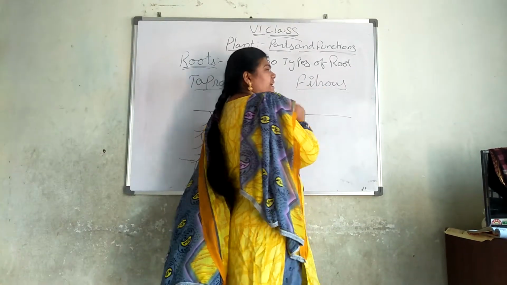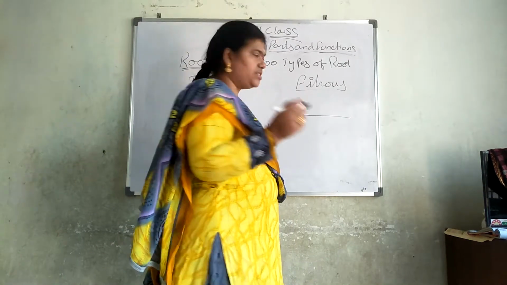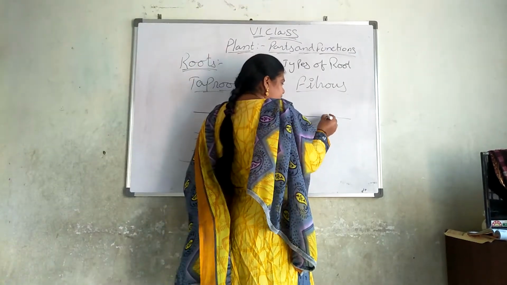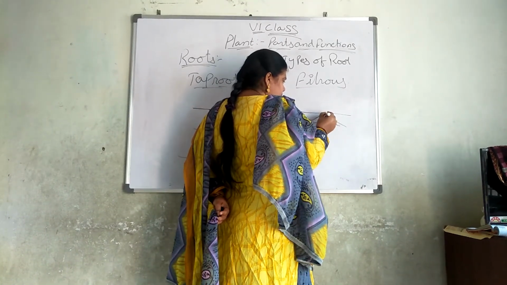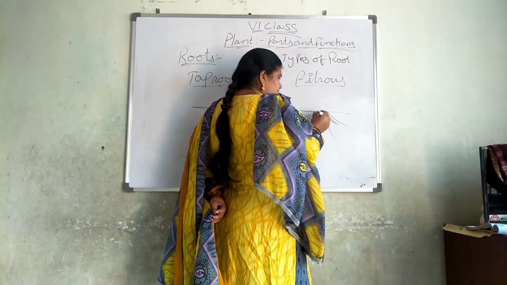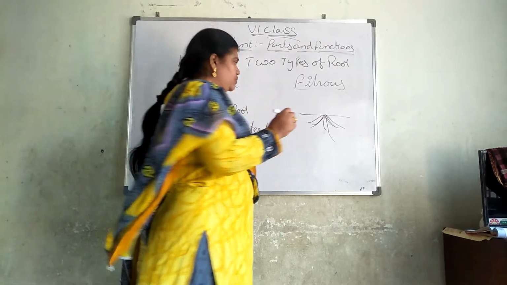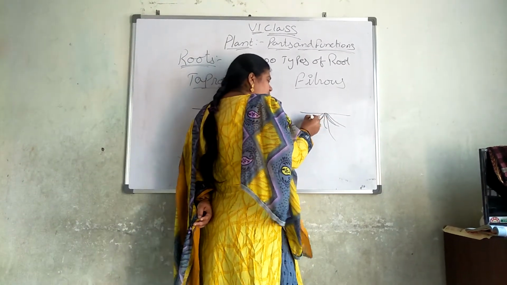Okay, but coming to fibrous. Fibrous itself is indicating only fiber-like structures will be present. The roots will be very light in weight. You can drag like this. And to these light-weighted roots, again you will have small lateral roots.